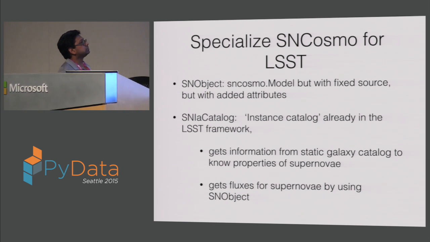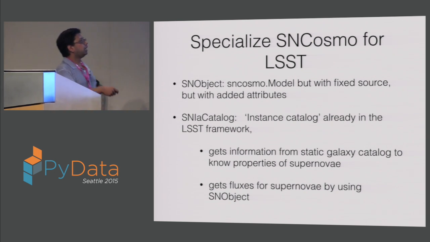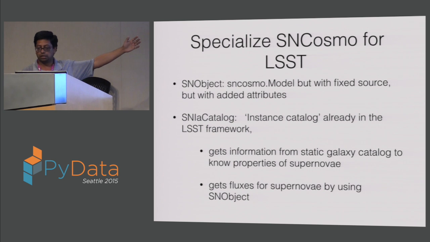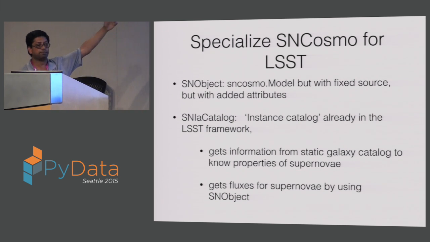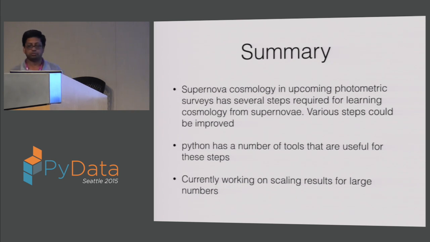And the way this is being done is that it gets the information from the static galaxy catalog that's already there. So it reads what galaxy is there, that sets the random seed, that tells you the properties of the supernova. And once you know the properties of the supernova, you know how to get the flux from them in the ways that we talked about. And that's done by SN object. And so this is a way in which we could address this problem.